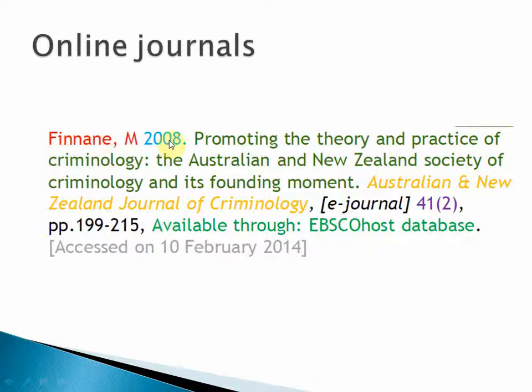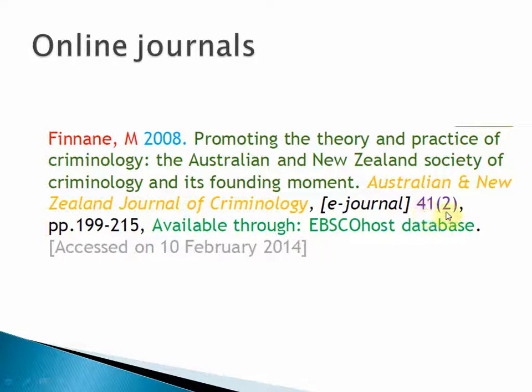As you can see, there's the author and the date, same as normal. Promoting the Theory, as you can see, is the title of the article, so it's not in italics. Australia and New Zealand Journal of Criminology is the title of the entire book, so that becomes italics. We put the medium as an e-journal. This just tells me as a reader that you were online when you looked at this journal and you were going through a database. In other words, I can't walk down to the library below and find it. I will have to log on to the database.